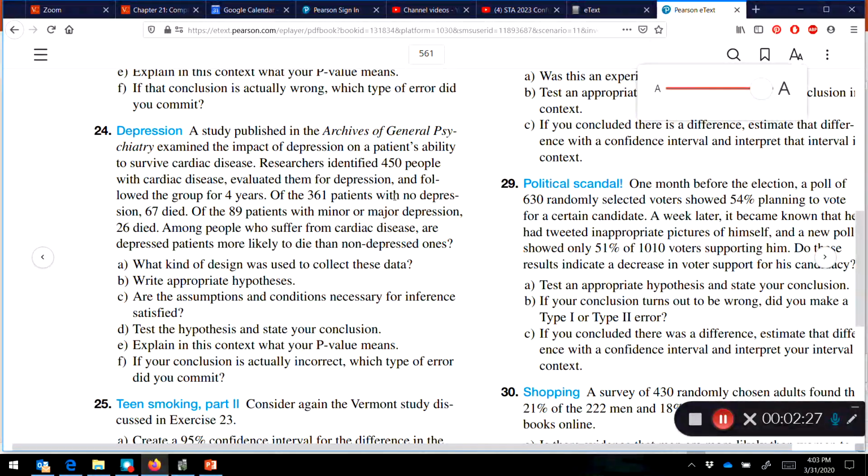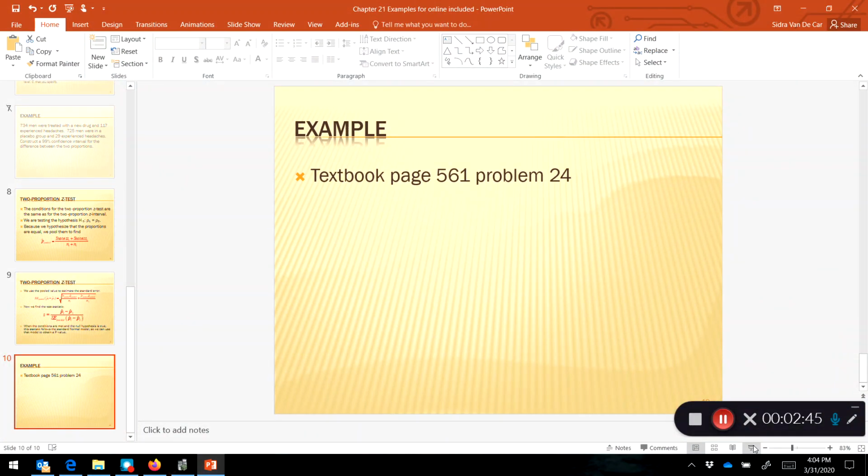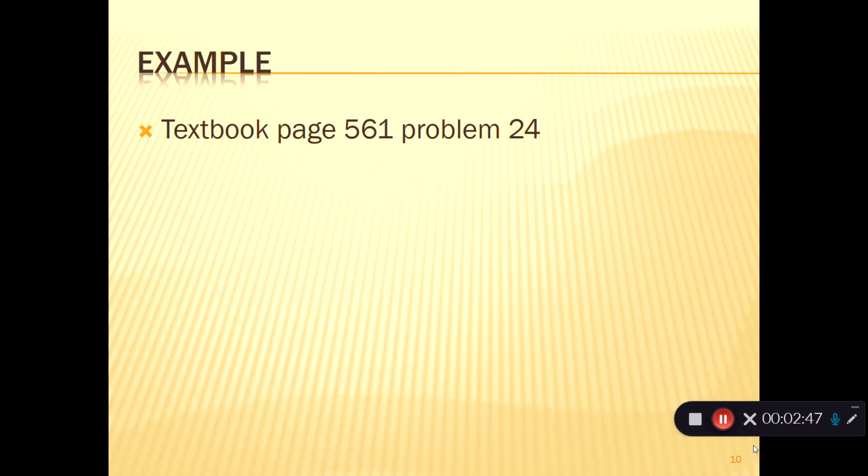Now, here's where we break it down into two separate groups. 361 patients had no depression, and 67 of them died. And then 89 patients had depression, and 26 died. So among the people who suffer from cardiac disease, we want to know, are depressed patients more likely to die than non-depressed patients? So let's go back over here and let's write down some of our basic information in working with this problem.